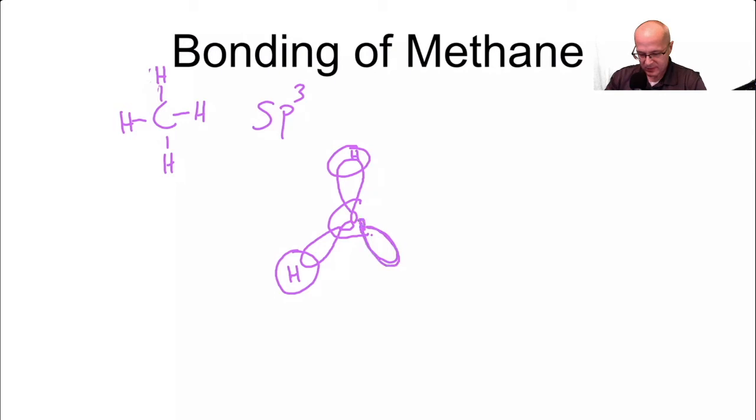Remember that little nubby back there? I'm going to try to give the illusion that this orbital is coming towards me. Hydrogen. And then I'm going to draw this one dotted to give the illusion that the hydrogen is going away from me. Okay? Now, this bond angle here is 109.5.